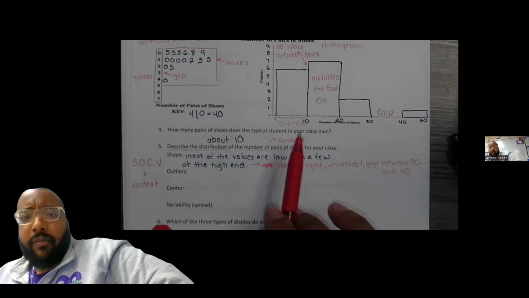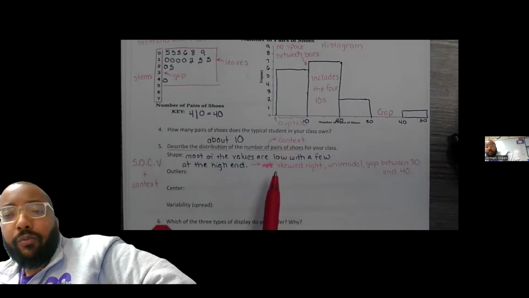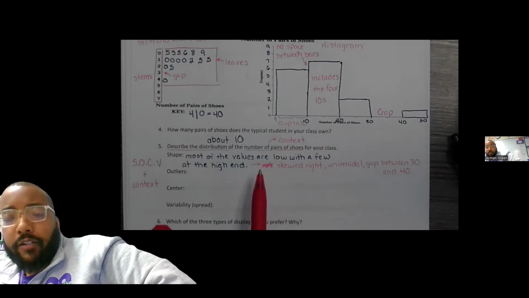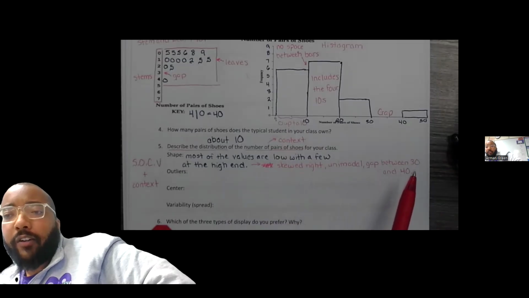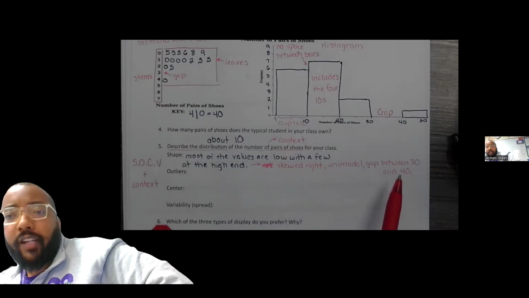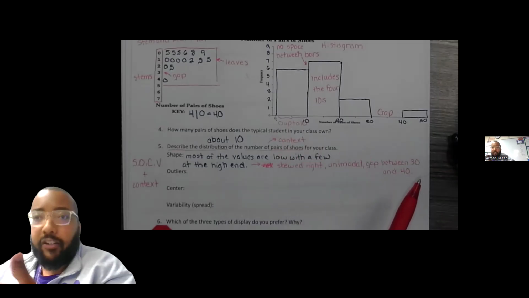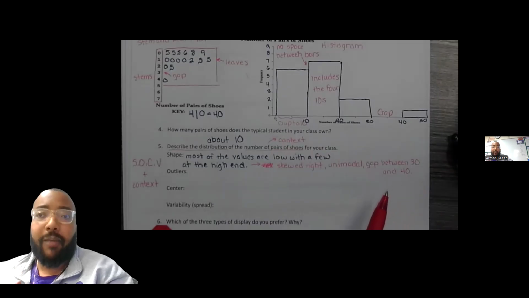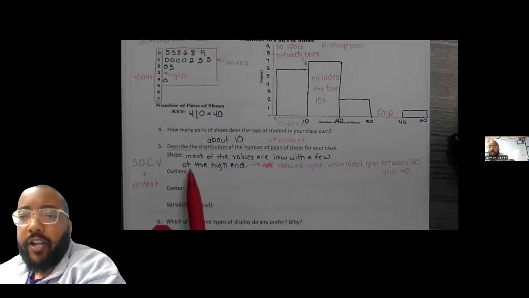Now, as I mentioned before, it is important that we're talking about context. So if you were to write this on your own and you're saying this is skewed right, unimodal, and there's a gap between 30 and 40, make sure you include the context. It's between 30 and 40 pairs of shoes. This is how you get full credit for an open or free response question. This is what they like. All right, so that's shape.